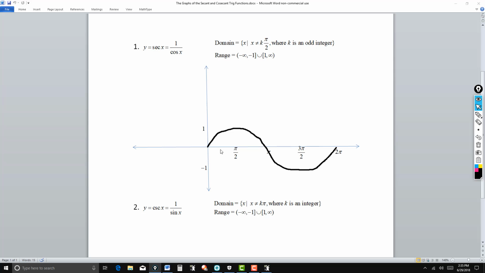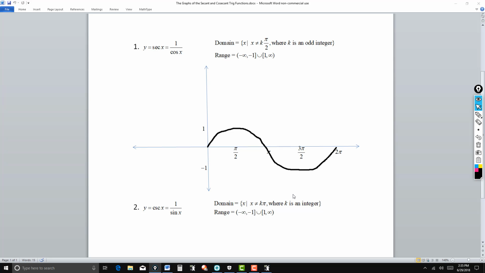It crosses the x-axis at 0, pi, 2 pi, 3 pi, -pi, -2 pi, so at the multiples of pi. Okay, so that's when cosecant is undefined, when sine of x is equal to 0, because you have a 0 in the denominator. So that's why for the domain of the cosecant, we say the domain is the set of x such that x cannot equal k pi, where k is an integer. It means we're excluding all the multiples of pi, not necessarily odd multiples.